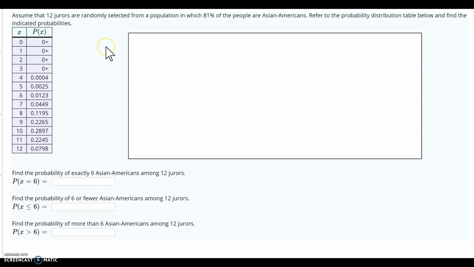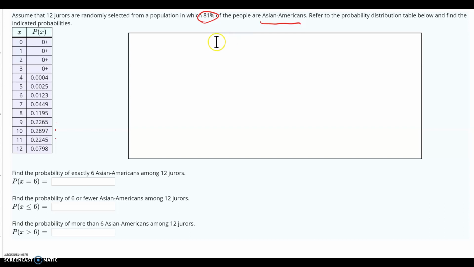In this question, we're looking at a probability distribution. This is Unit 7, Question 8, about 12 jurors that are randomly selected from a population of Asian Americans, and there's 81% in this population Asian Americans. So if that's the case, you would expect the majority of people on this jury, if it's randomly selected, to be Asian American. And you can see down here that the chance of having 9, 10, or 11 jurors that are Asian American are pretty high.